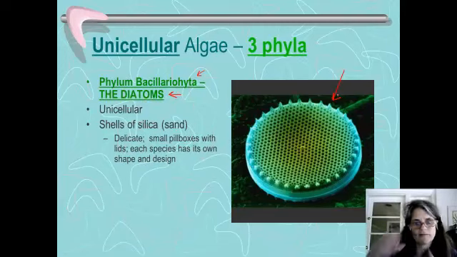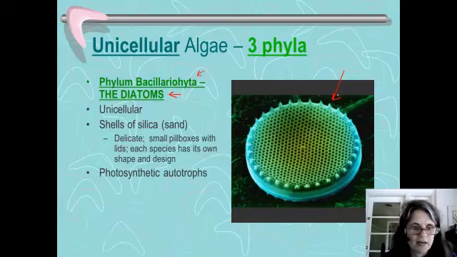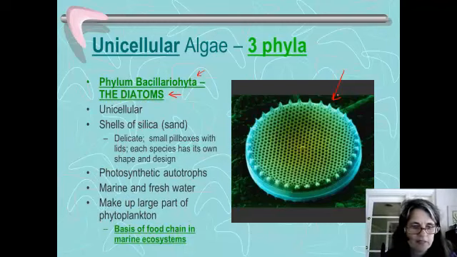The shells are kind of like a pillbox or a shoebox. There is a top part that sits on top of the bottom part and fits over the bottom part. And so each species has its own characteristic shape of shell and design. They are indeed photosynthetic. They are found in both freshwater and marine environments, and they are hugely important. You need to know this part here.